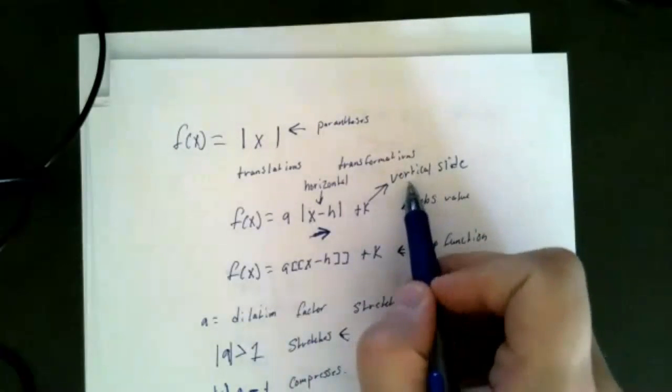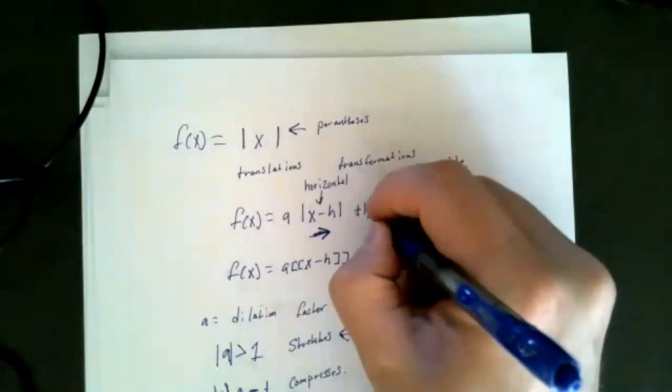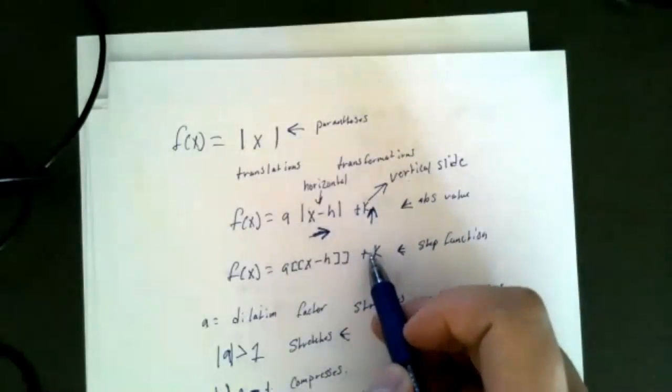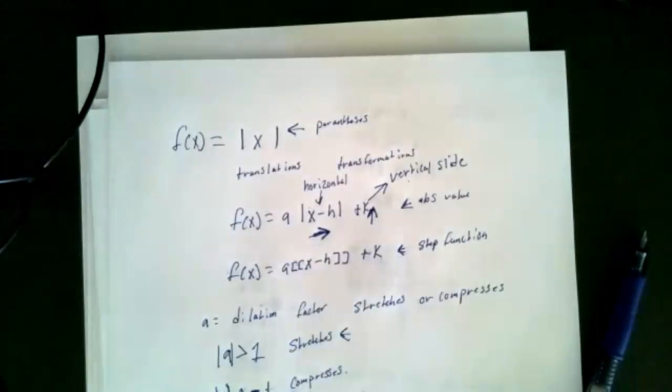Your vertical slides, if it's a plus, it's sliding up. It's moving the graph up. If it's a negative on the outside, it's sliding the graph down. So let me get back to Desmos.